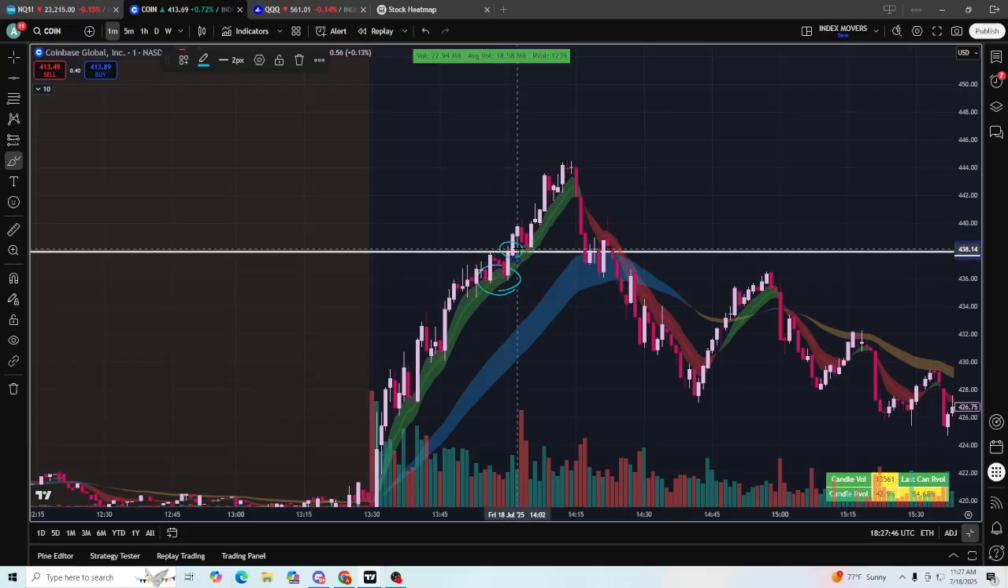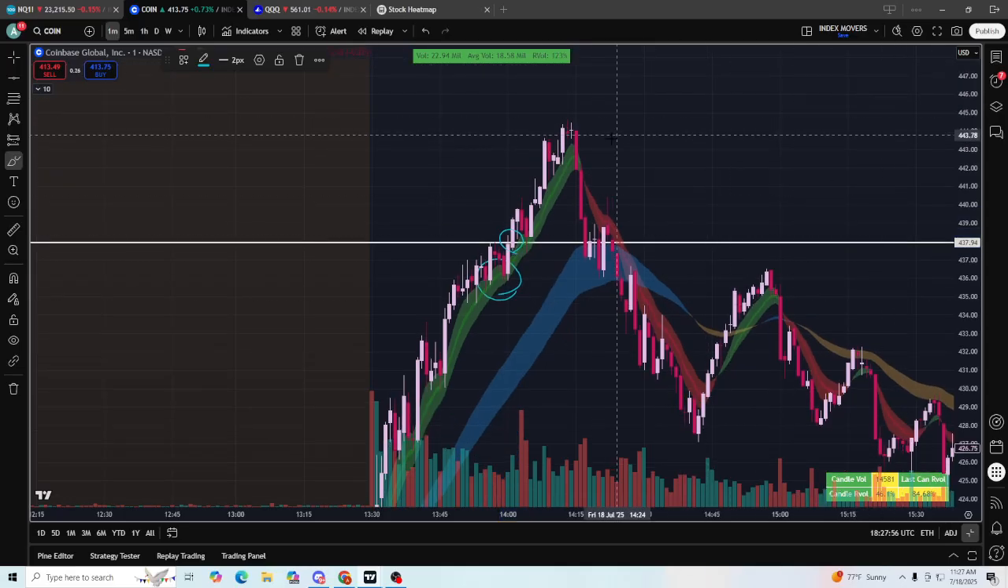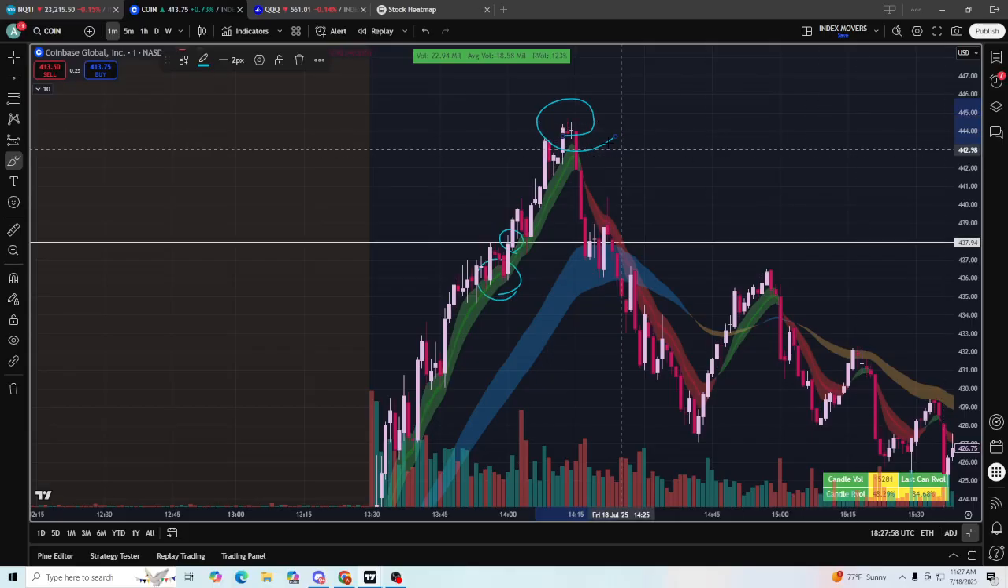You could have waited for the second entry if you wanted to, but you didn't have to. So this 438.34, let's just say, right? So you get in at that second entry, and then obviously you can see it played out really well. You got a good move, and this was at the highs as well, 445, right?